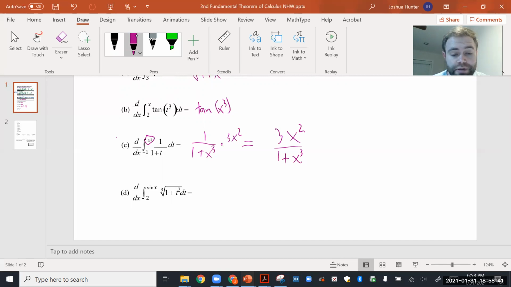And on D, something very similar happens here to what we just did. Taking the derivative of the integral, they just give you the function as is, but our upper limit isn't just an x. So that upper limit does get plugged into the t spot, but then we also have to multiply by the derivative of that upper limit. So this will get multiplied by cosine. I'm going to have cosine of x in front because that's the derivative of sine, and then times the cube root of 1 plus sine squared of x. There we go.